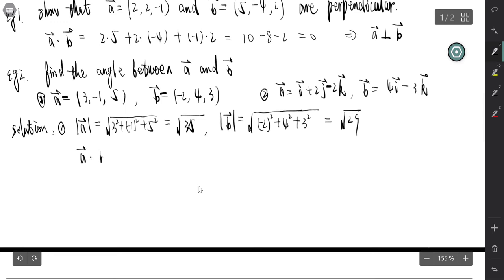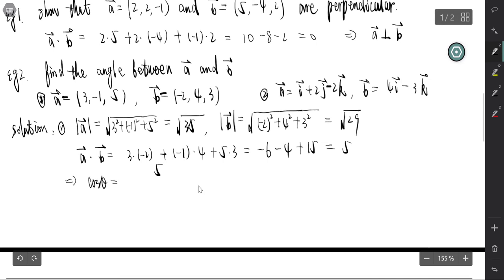And A dot B equals 3 times negative 2 plus negative 1 times 4 plus 5 times 3, that is negative 6, negative 4, plus 15, that is 5. So cosine theta equals 5 over the square root of 35 times the square root of 29. I don't know the exact angle. We can write it as the inverse cosine of 5 over the square root of 35 times the square root of 29. We can use a calculator to compute the angle.